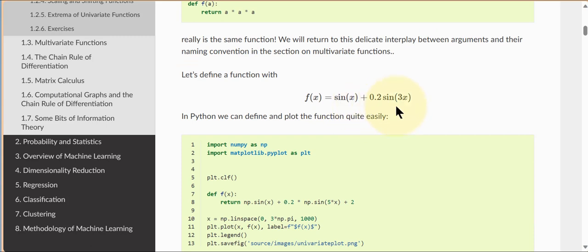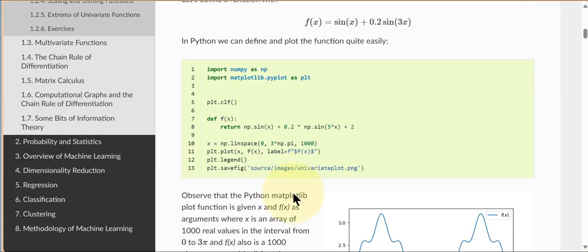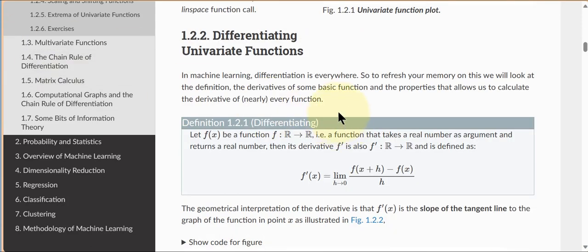Okay, here's another, and this is still univariate. There's only one input, x. And here they explain how to define this. It's not too hard, I suppose. And then we need to talk about derivatives.